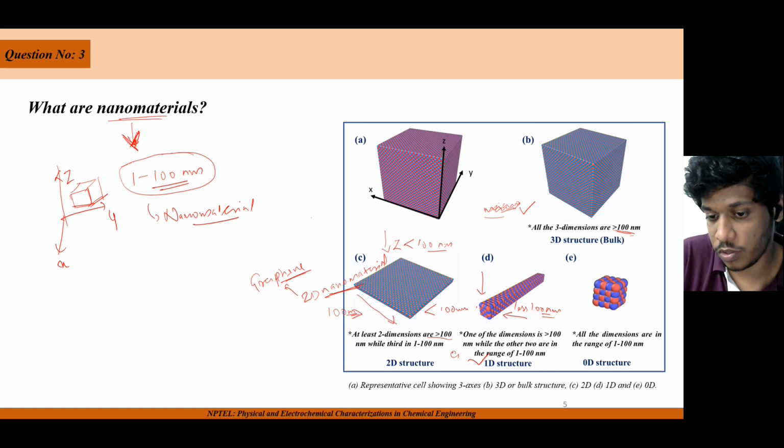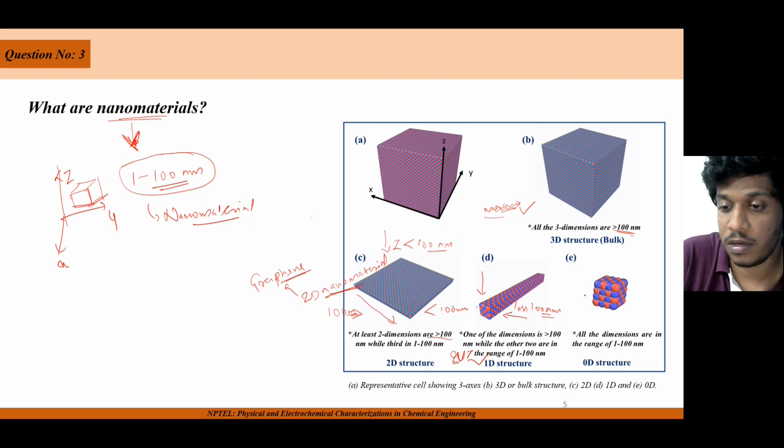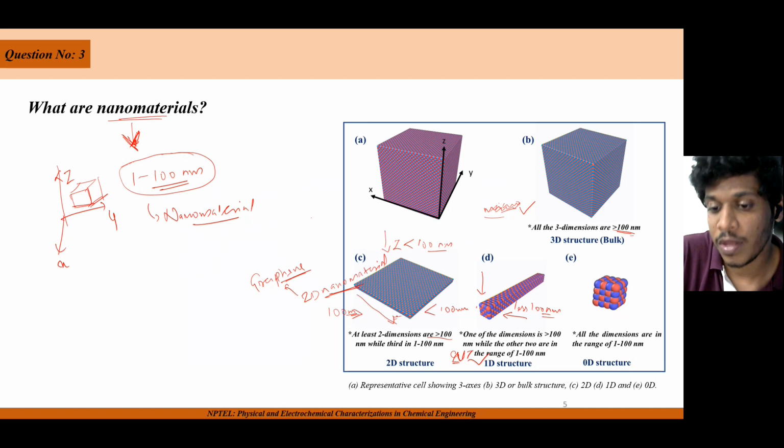Carbon nanotubes are also a very well studied material nowadays, and they are being very much exploited for a wide range of applications. Now, in a bulk material, all the dimensions are greater than 100 nanometers. In a 2D material, only one direction has its dimension less than 100 nanometer and the other two are greater than 100 nanometer. In a 1D structure, two directions have their dimension less than 100 nanometer, whereas one of its dimensions is greater than 100 nanometer.